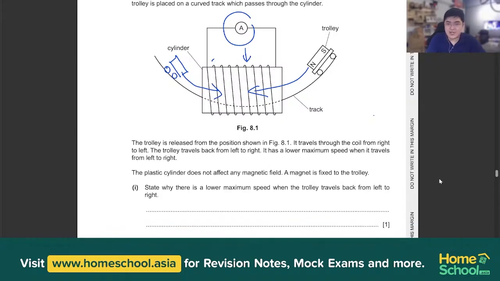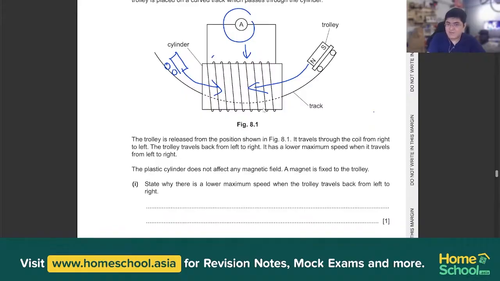So, as stated in the question, when it does this left to the right motion, it would have lower maximum speed compared to when it moves from the right to the left. This plastic cylinder does not affect the magnetic field, and a magnet is fixed to the trolley. As you can see here, this is a magnet. All right, so first things first, we need to state why there is a lower maximum speed when the trolley travels back from left to right. So we need to state the reason.